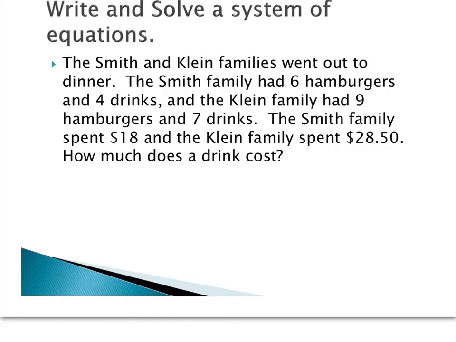Well, first off, we need to identify our variables. We have hamburgers, and then we have drinks. We have hamburgers, and again we have drinks. So it looks like those are going to be our 2 variables. We'll have H for hamburgers, and we'll have D for drinks. Those are our two variables here.